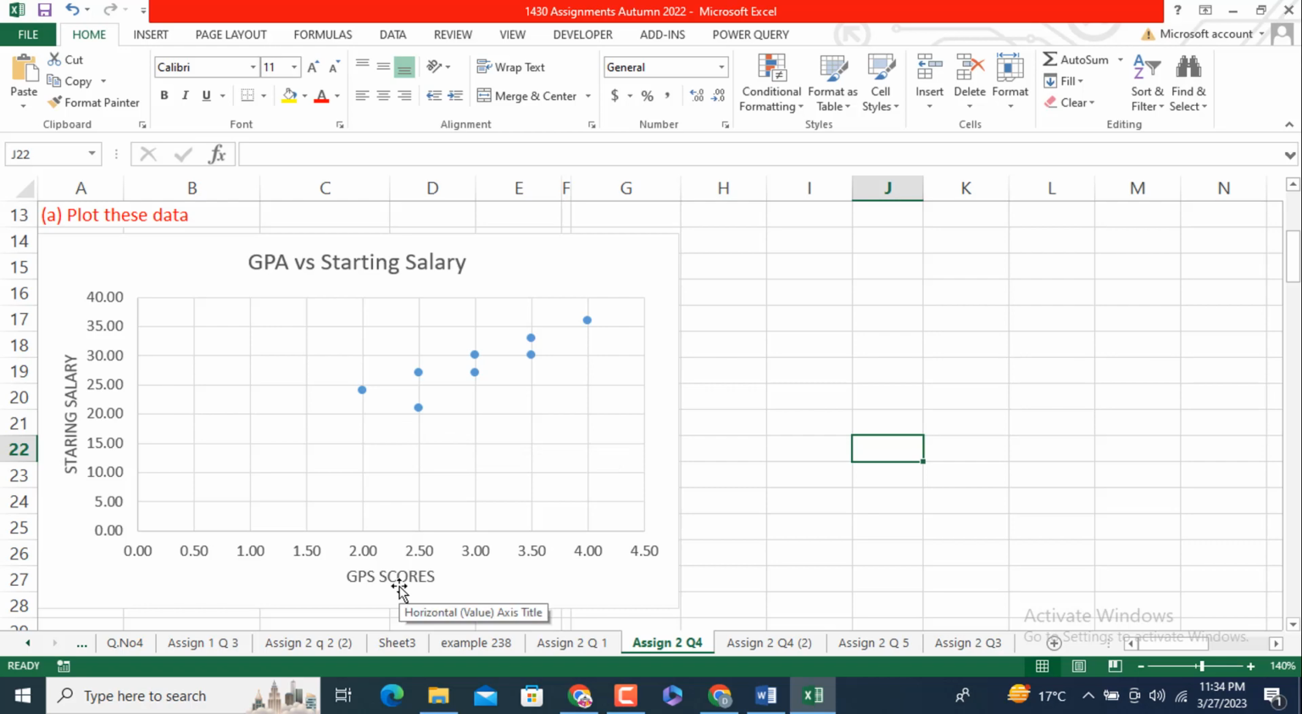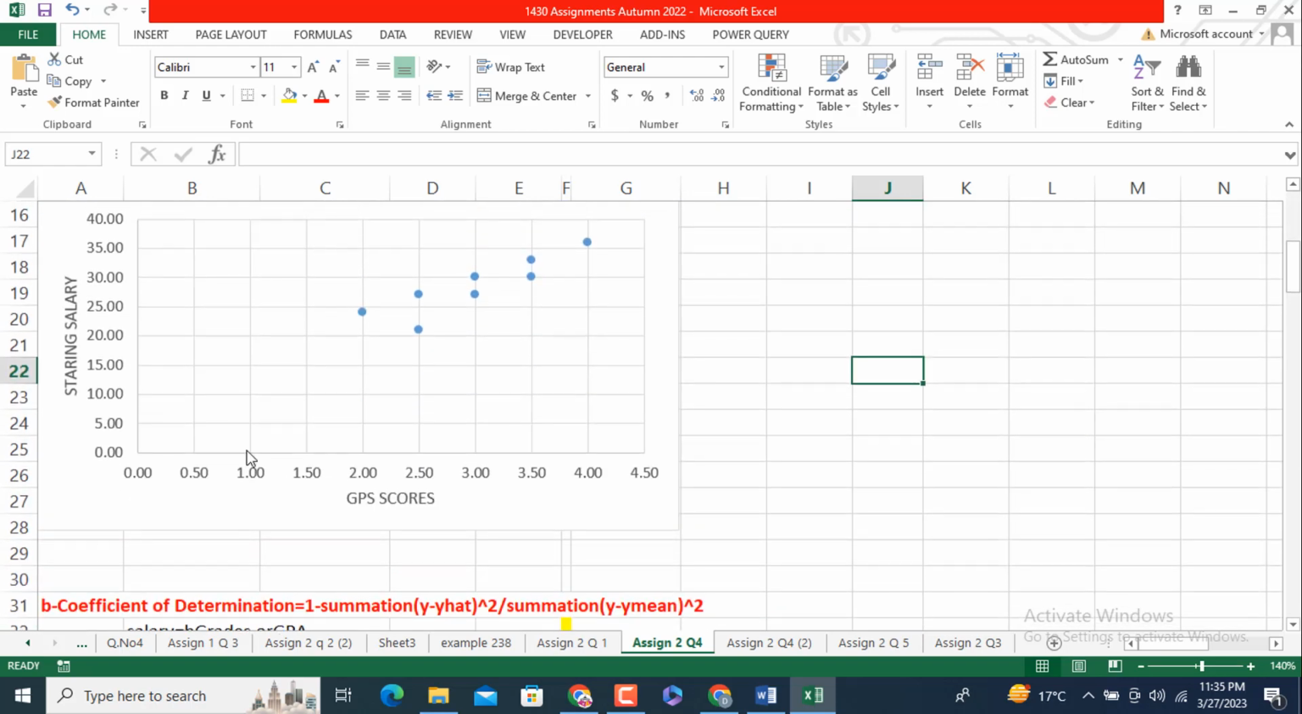So our independent variable, GPA, is on the x-axis as GPA score. I think this is GPA, so please correct it. And on the vertical axis there is the starting salary.